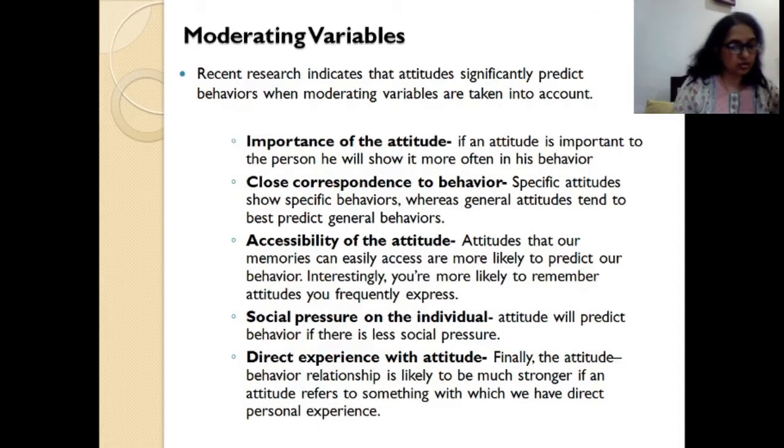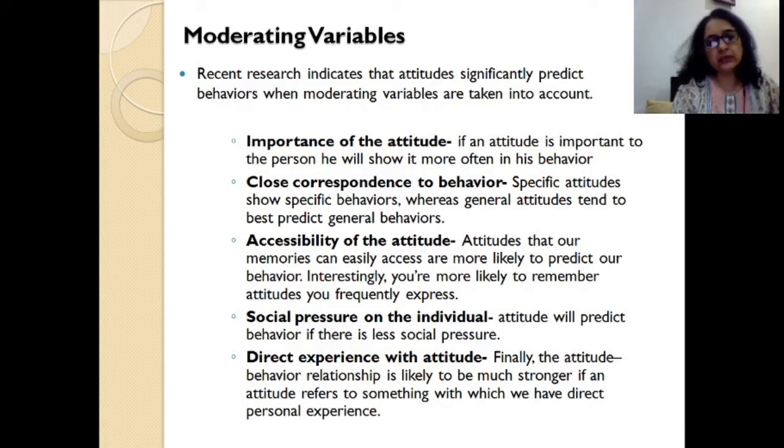Secondly, how closely it corresponds to behavior. If you ask someone what intention the person has about leaving the organization in the next 6 months, this will predict behavior more correctly than asking what the intention would be in a year or so, right? So if attitude closely corresponds to behavior, then it predicts correct behavior. Then the accessibility of the attitude, that means how often we remember it and how easily we can access it. If we are more likely to remember the attitude, or express it more frequently, then it shows up more in our behavior.